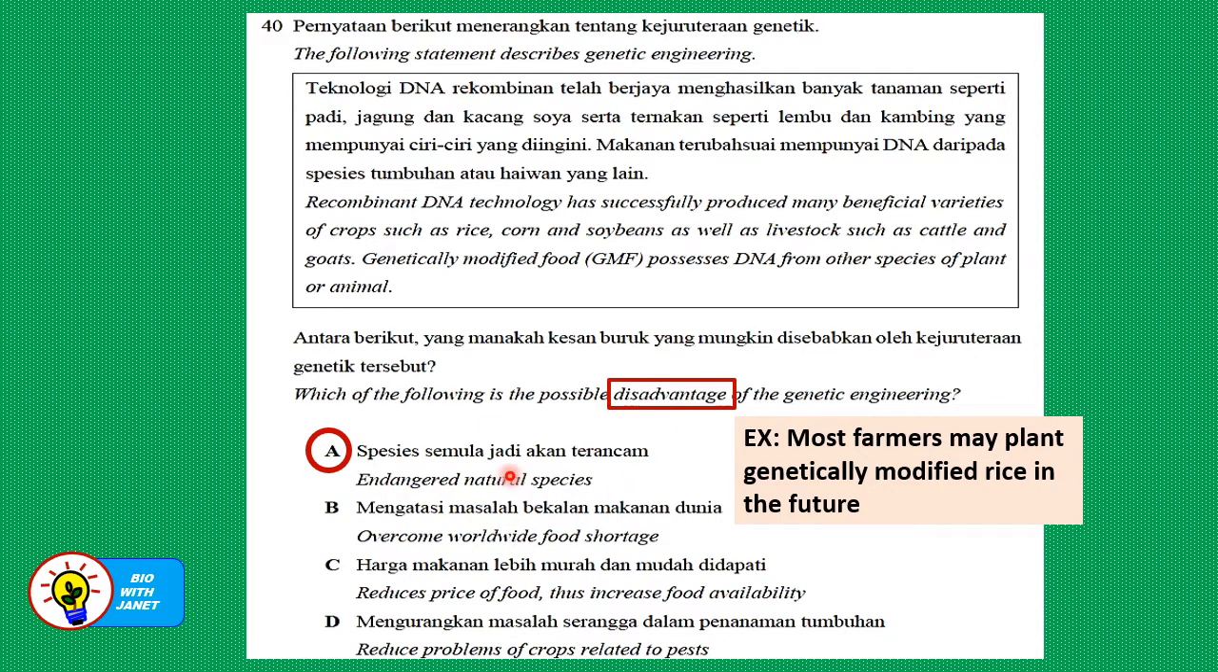Now the rest are not disadvantages. Some of them are not disadvantages. For example, overcome worldwide food shortage. This is maybe an advantage of genetic engineering. Reduces price of food, thus increase food availability, and reduce problems of crops related to pests. All these could be related to advantages of genetic engineering. So here we want the disadvantage. Right, so A is the answer.